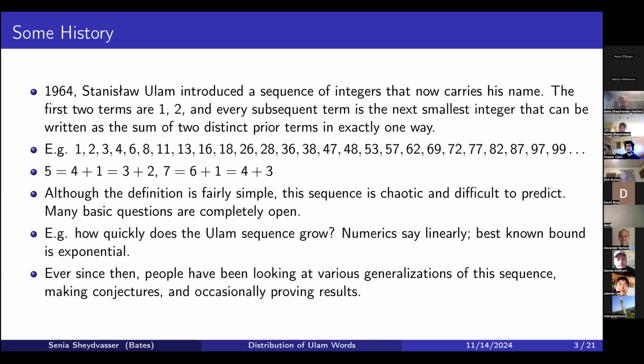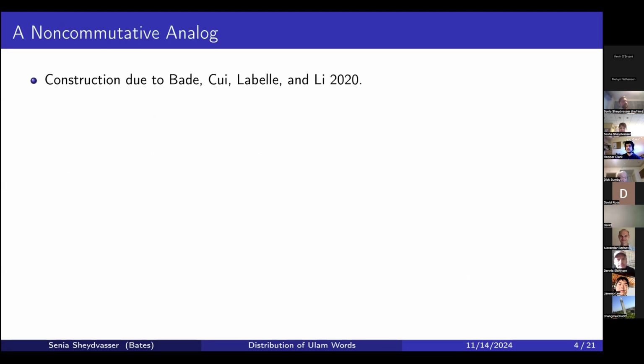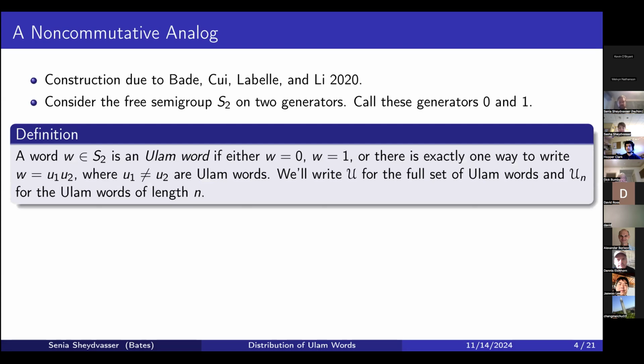What I want to talk about today is a different kind of generalization. This is, as far as I know, the first non-commutative analog of the Ulam sequence that anyone's considered. And this is due to four undergraduate students, Babe, Koi, Labelle, and Lee, from 2020. And their construction went as follows. So consider the free semigroup on two generators. Free semigroup meaning it's like a group, except we don't require inverses.